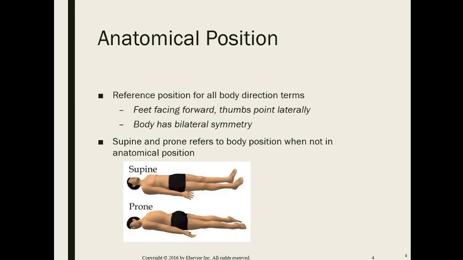Anatomical position is the reference position for all body direction terms. There is a picture on page 7 and on the next slide if you're following along with your book. In this position, the body is facing forward, feet facing forward, and the thumbs are pointing laterally, which means they're pointing out to the side. The pinkies are going to be close to the thighs. The body has bilateral symmetry, which means that if you put a line right down the middle, it looks even on both sides. It's a mirror image on both sides.